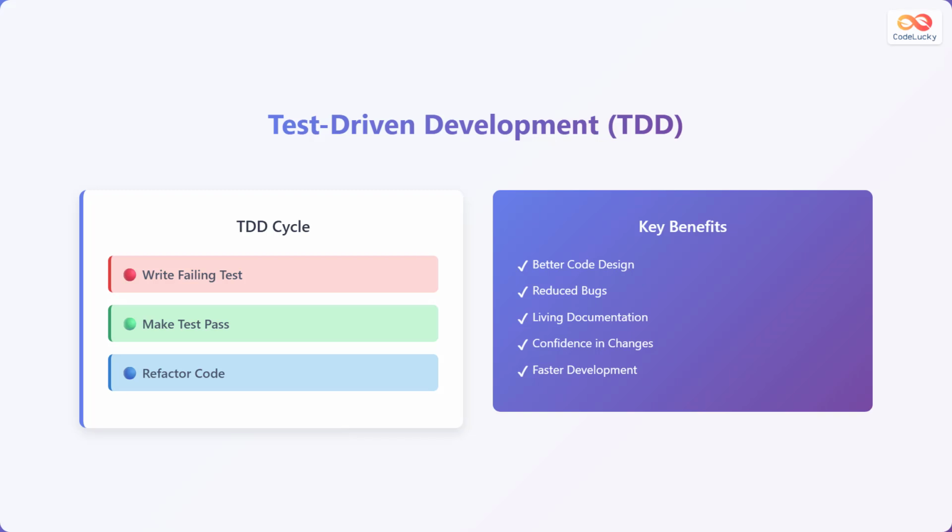Second, make the test pass by writing the minimum code required. This is the green phase. Finally, refactor the code to improve its structure while keeping tests passing. This is the blue phase. TDD offers significant benefits including better code design, reduced bugs, living documentation that stays current with your code, increased confidence when making changes, and surprisingly faster development once you master the technique.